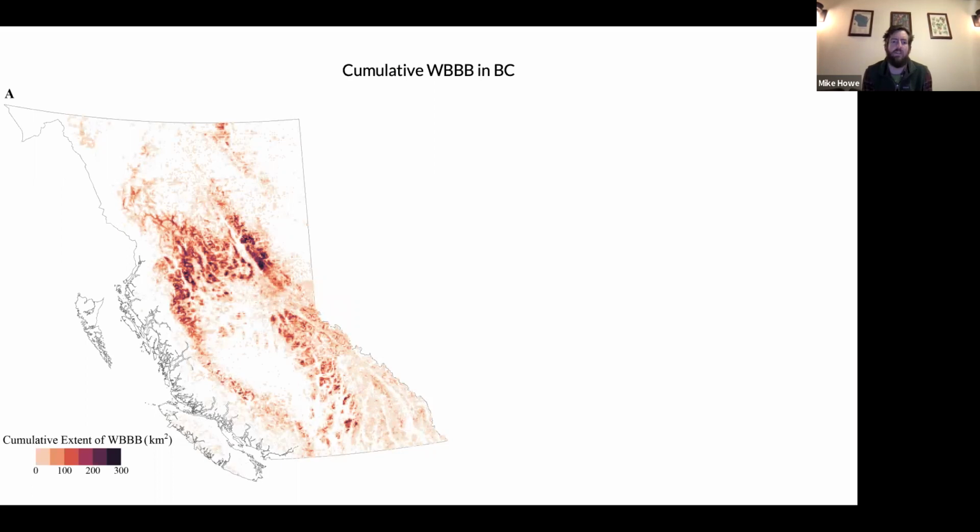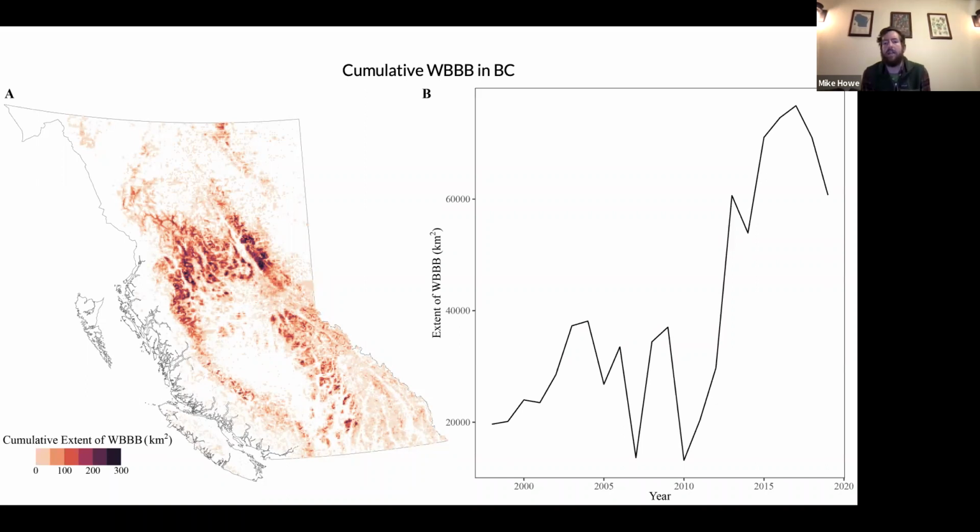So the first thing that we did was just plot where Western balsam bark beetle has occurred. This is the cumulative extent of Western balsam bark beetle, and we see that activity is primarily located in this north central part of BC. And if we look at the time series of when this activity occurred, we have a couple of different increases, but most notably, we have this big increase starting around 2011 to 2012, where we get this huge outbreak of Western balsam bark beetle.